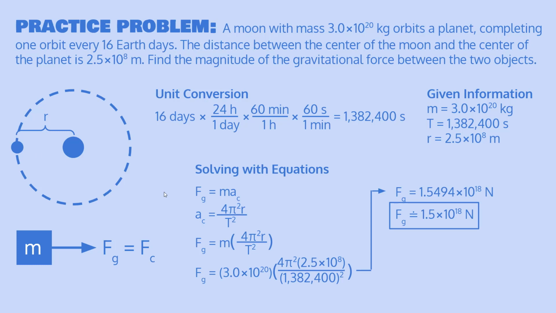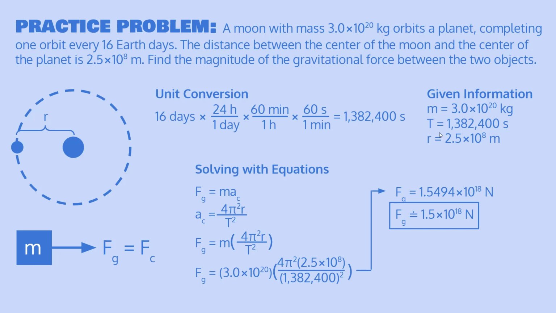So the first thing we need to recognize is that the gravitational force is the centripetal force in this situation. So we can use all the equations that we had looked at about centripetal force. So remember, the centripetal force equals the object's mass times the centripetal acceleration. So we can just plug in the gravitational force there for the centripetal force. And we know the centripetal acceleration is 4 times pi squared times the radius divided by the period squared. So if we sub this in here for the centripetal acceleration, then this is the new equation that we get.